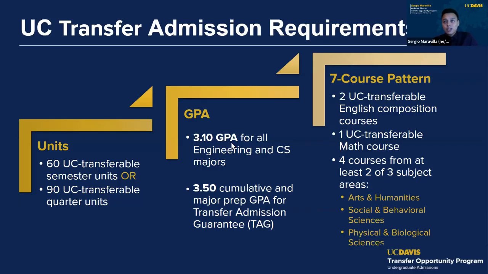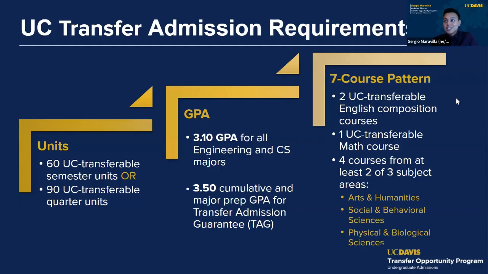If you're looking for the transfer admission guarantee, the TAG pathway for the College of Engineering, then your minimum GPA will actually be a 3.50 cumulative college GPA, as well as all the required courses for your specific major. And then the third requirement for all transfer applicants at UC Davis is that all transfer applicants must complete the 7-course pattern by the end of their last spring semester.